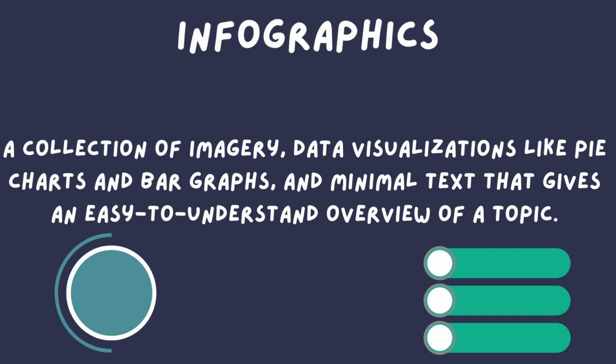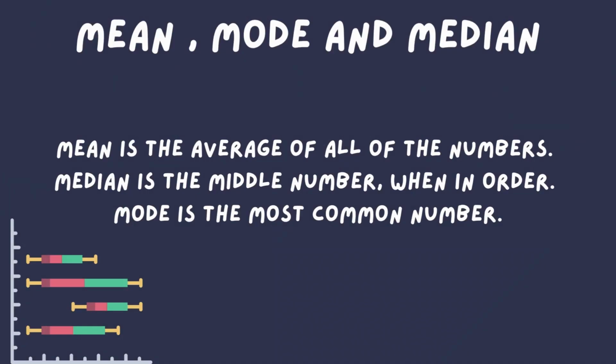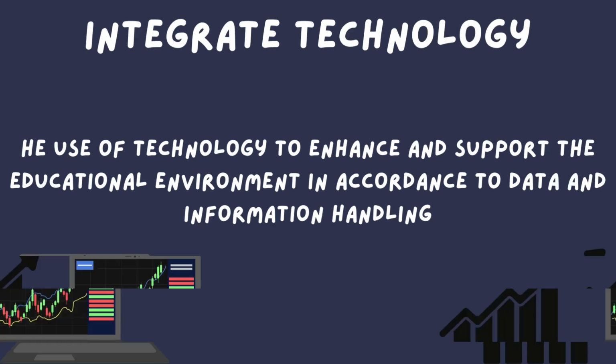Infographics, a collection of imagery, data visualization like pie charts and bar graphs, and minimal text that gives an easy to understand overview of a topic. Mean, mode, and median. Mean is an average of all the numbers. Median is the middle number when in order. Mode is the most common number.